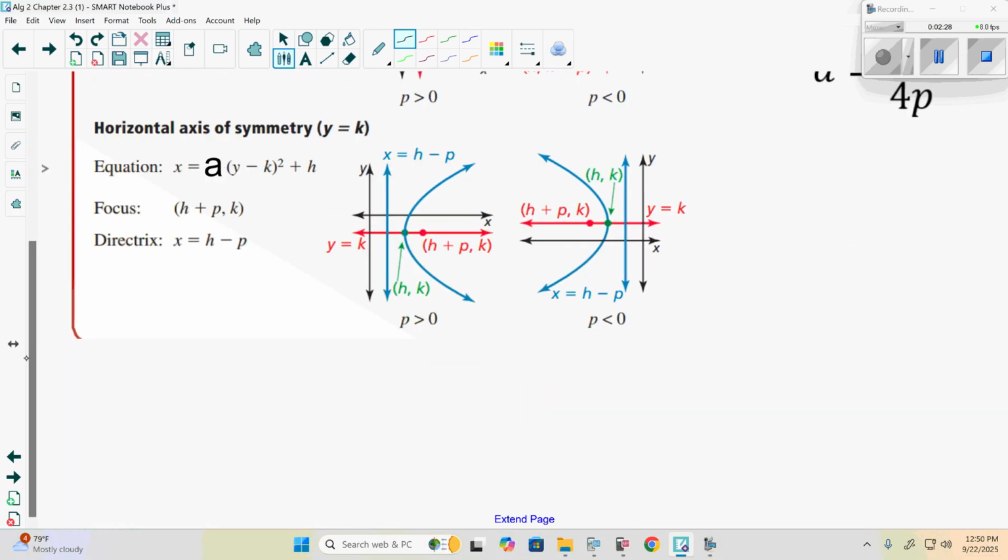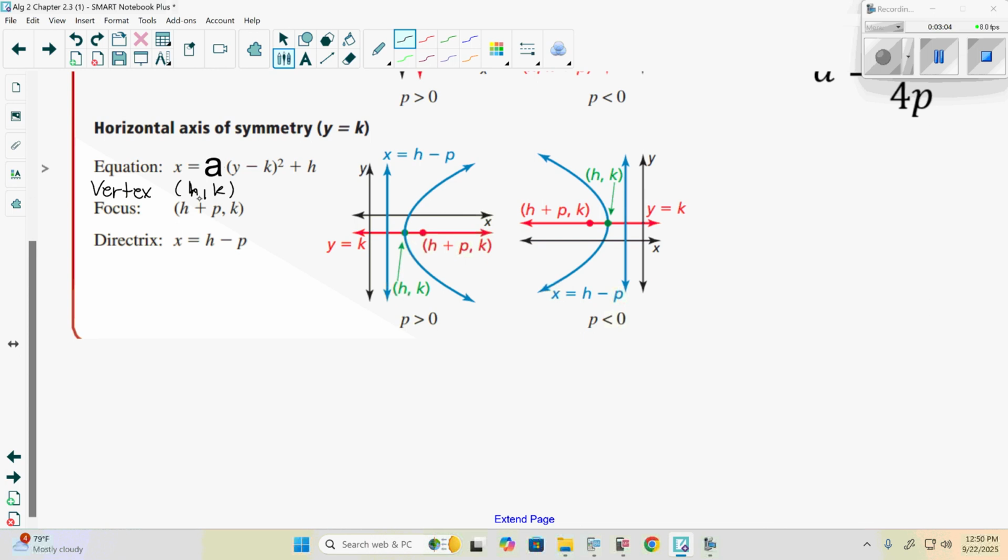Now our new equation that we have is x equals a times (y minus k) squared plus h. So this equation is a parabola, but it opens to the left or to the right. It's not a function because it does not pass the vertical line test, but we still have an equation for it. Now the vertex is still the point h comma k. Our focus is now the point h plus p comma k. The directrix is x equals h minus p.